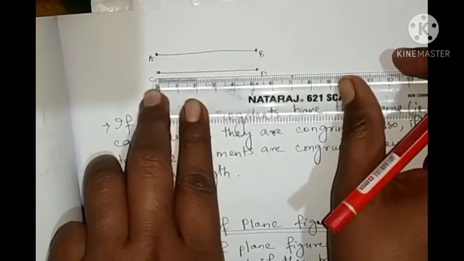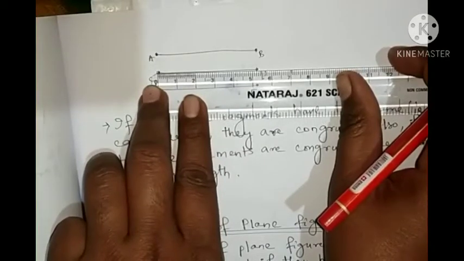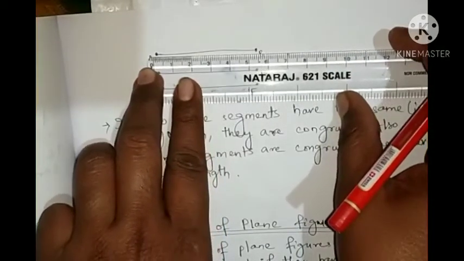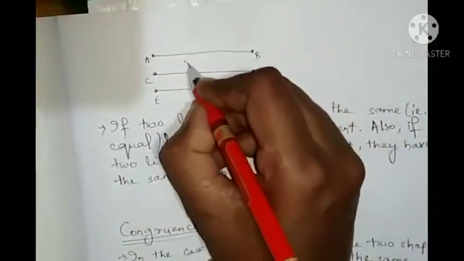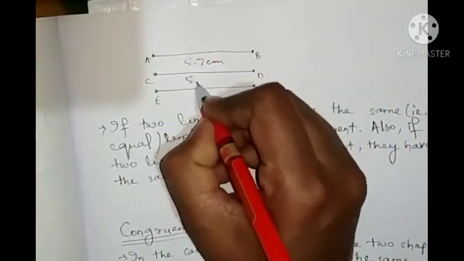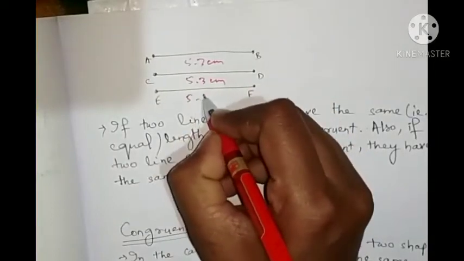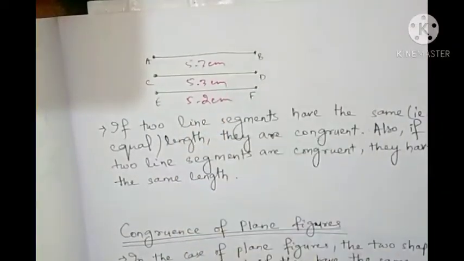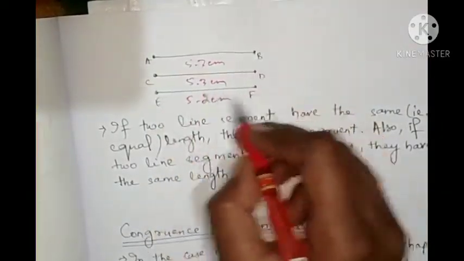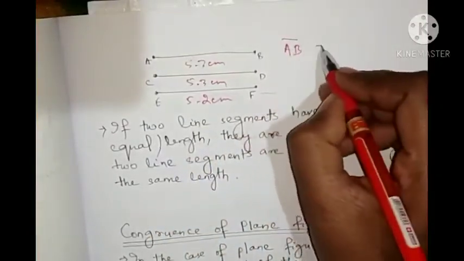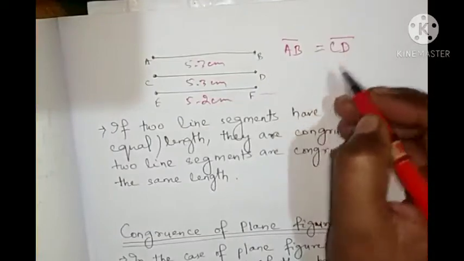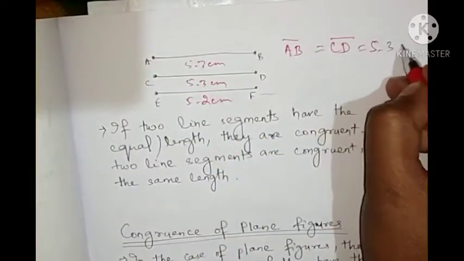This is 5.2. This is 5.3, and this is also 5.3. So 5.3 centimeter, 5.3 centimeter, 5.2 centimeter. So exactly when we measure all these lines, here AB is equal to CD, equal to 5.3 centimeter.